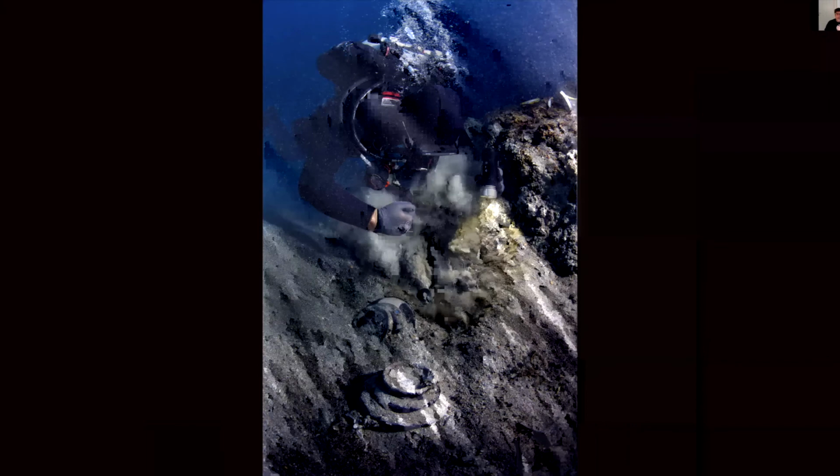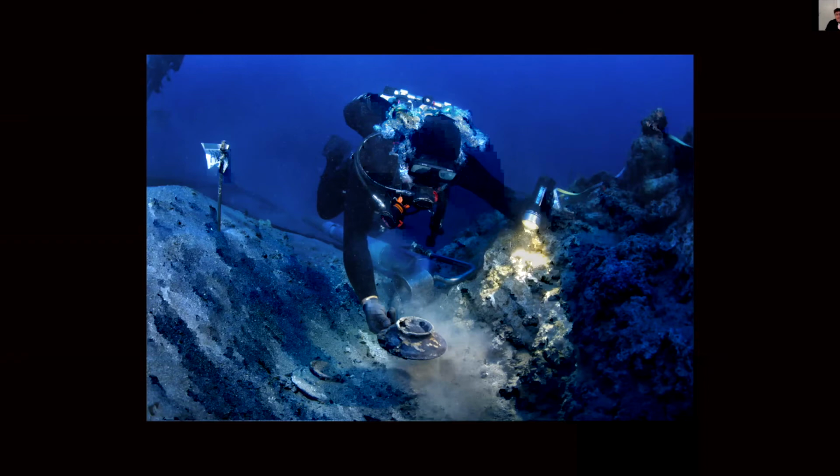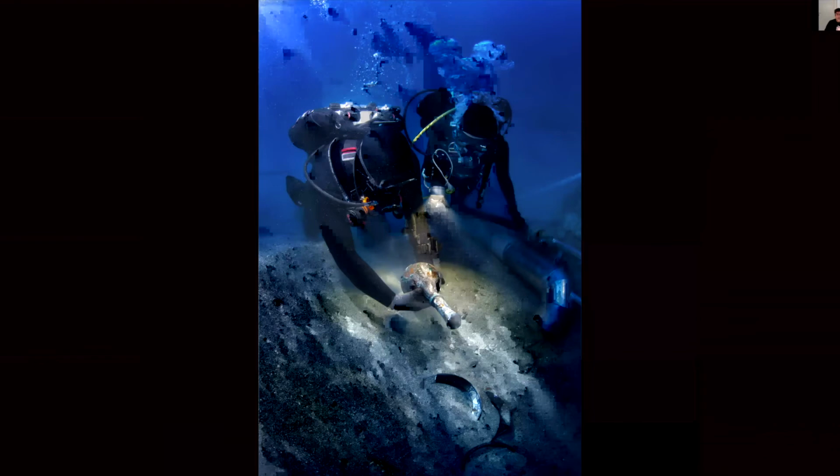What we were looking for is a 16th century Venetian merchant boat that sank at that site where we saw the wreck site in the beginning, and it is full of, today it's a treasure, at that time it was cargo. Again, remember this photo.